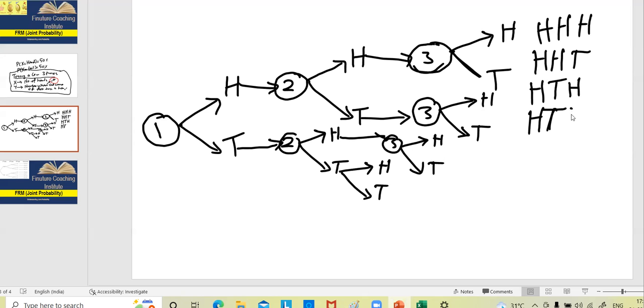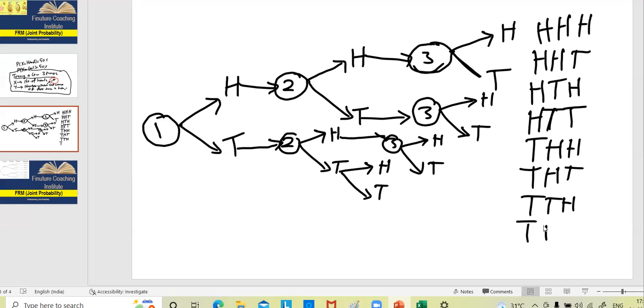So second time tail and third time tail. Now we'll explore this node. So tail, head, head. So tail, head, head. Now tail, head, tail. Now tail, tail, head. Now tail, all 3 tails. So in all 3 outcomes, you get heads, tails. So these are the 8 possible outcomes when you toss a coin 3 times.